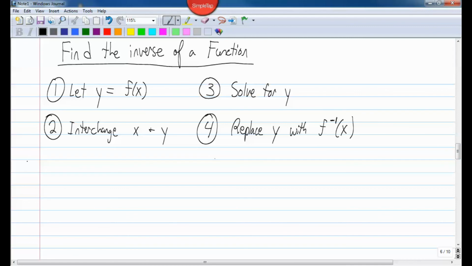Alright, so let me start off with a really easy example. Let's say that my directions were find the inverse of this function. f of x equals 2x plus 6. And the directions say find the inverse of the given function. So the first thing that we want to do is, instead of f of x equals, write y equals. Okay, so y equals 2x plus 6. Now we've got a good old-fashioned equation.